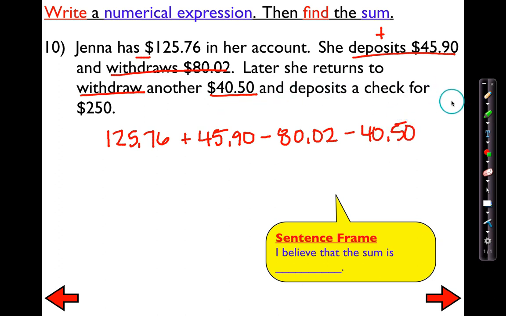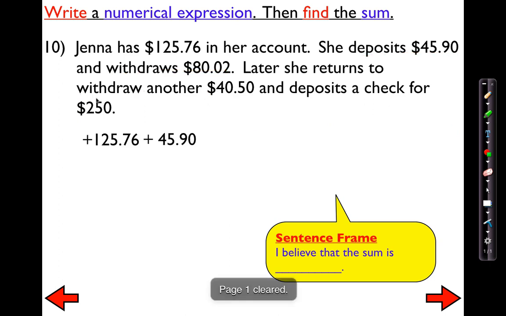And then here it says she deposits a check for $250. Since she is depositing, that's going to be a plus because you are getting money added to the account. So this is what our expression would look like. I'm going to go ahead and clean it up like so.